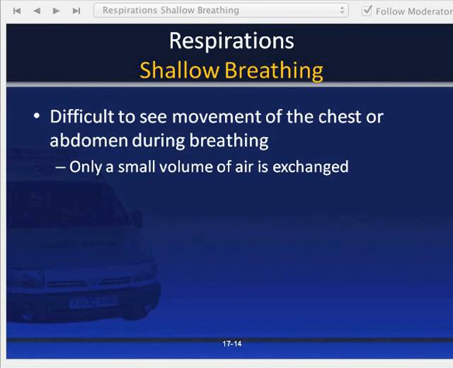Normal respirations are evenly spaced and of adequate depth. Infants and young children tend to breathe less regularly than adults do. Irregular respirations may be associated with conditions such as diabetic emergencies or head injuries. A patient is said to breathe shallowly if it is difficult to see movement of the chest or abdomen during breathing. Only a small volume of air is exchanged during shallow breathing.